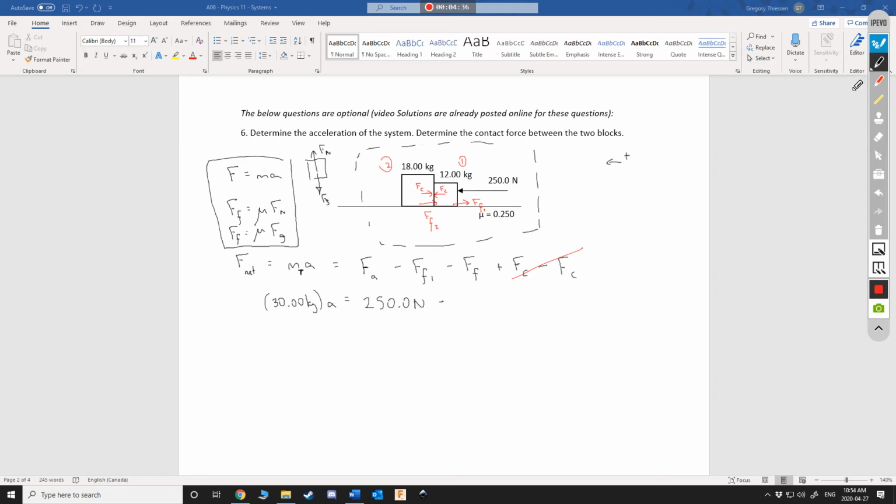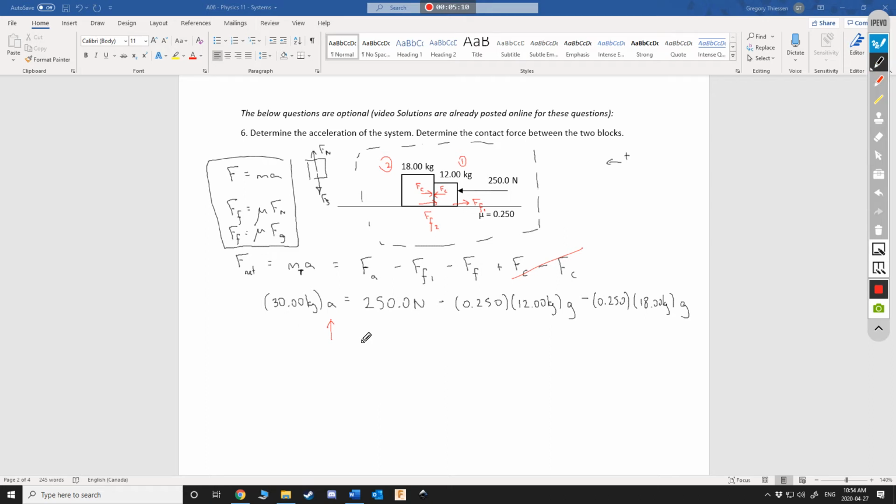So our coefficient is 0.250, and our first object is 12.00 kilograms multiplied by gravity, 9.81. We're also subtracting the other object, which is 18 kilograms times gravity. So now we have a pretty long equation, but there's only one unknown: that acceleration. This is what we're trying to solve for right here, our acceleration.